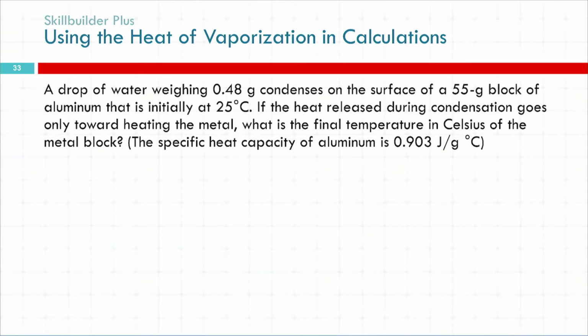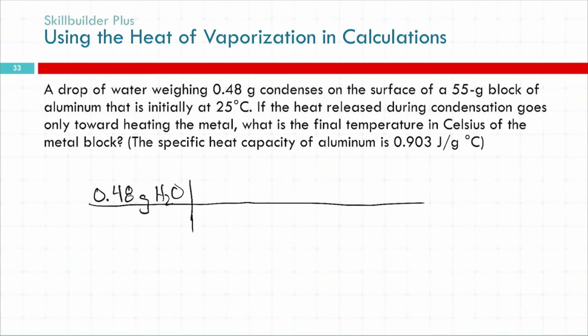Now let's take a look. If we had a drop of water weighing 0.48 grams H2O condenses on the surface of a 55-gram block of aluminum that is initially at 25 degrees C. If the heat released during the condensation goes only toward heating the metal, what is the final temperature in Celsius of the metal block? And it's an aluminum block. Okay, so a little bit more complicated.